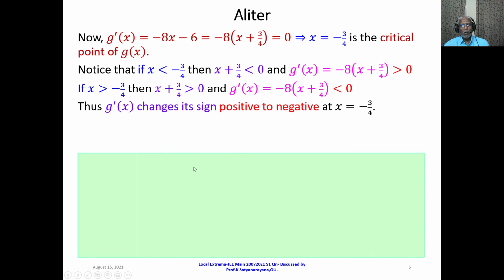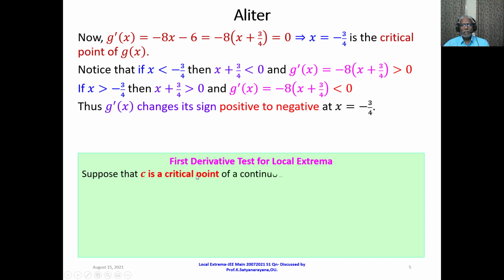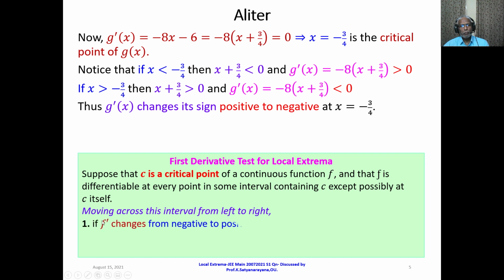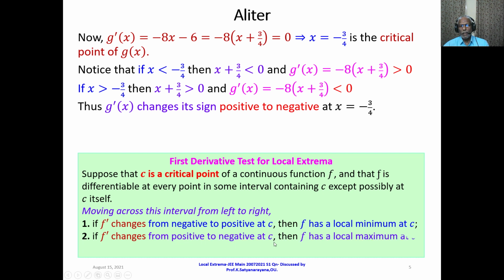Now we recall the first derivative test for local extrema. Suppose that c is a critical point of a continuous function f. Moving across this interval from left to right, if f prime changes from negative to positive at c, then f has a local minimum. Second, if f prime changes from positive to negative at c, then f has a local maximum at c. If f prime does not change sign at c, then f has no local extremum at c.